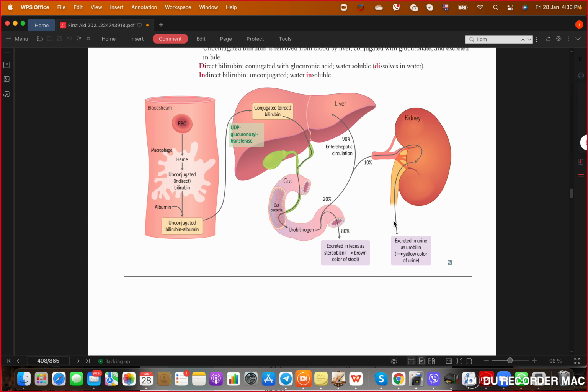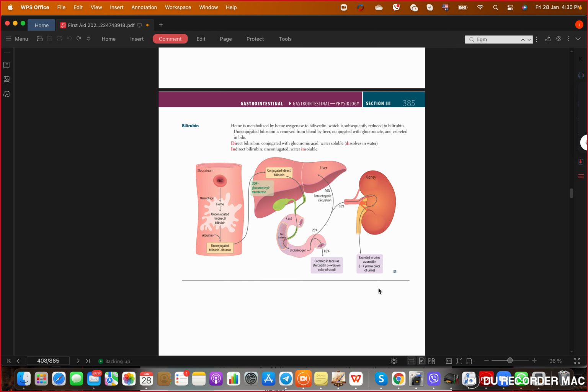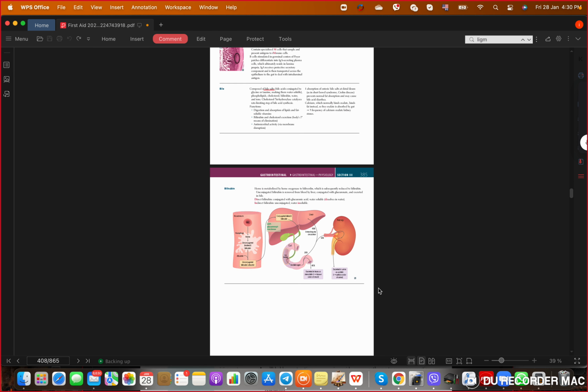All make sense? So only 20% is reabsorbed and 80% is excreted in the feces. That's only 20% of the bilirubin, not the bile salts. Yes, we are speaking about bilirubin now, not bile salts. Of the reabsorbed portion, 90% is reabsorbed and 10% is again excreted. So basically we are only getting the 18%, that's it.